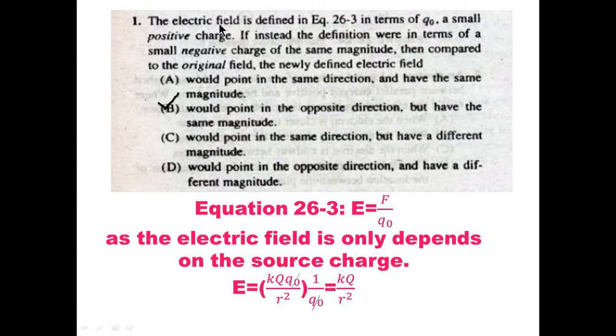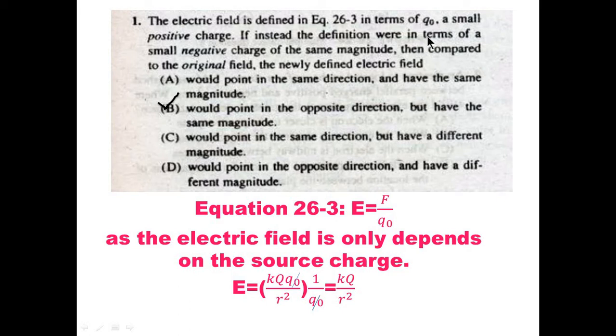First of all, question 1: the electric field is defined in equation 26.3 in terms of Q naught, a small positive charge. Equation 26.3 is E equals F by Q naught. Electric field is basically the force experienced by a unit charge Q naught in the presence of a source charge capital Q. If instead the definition were in terms of a small negative charge of the same magnitude, minus Q naught, where Q naught is a positive point charge very small in magnitude compared to the source charge.